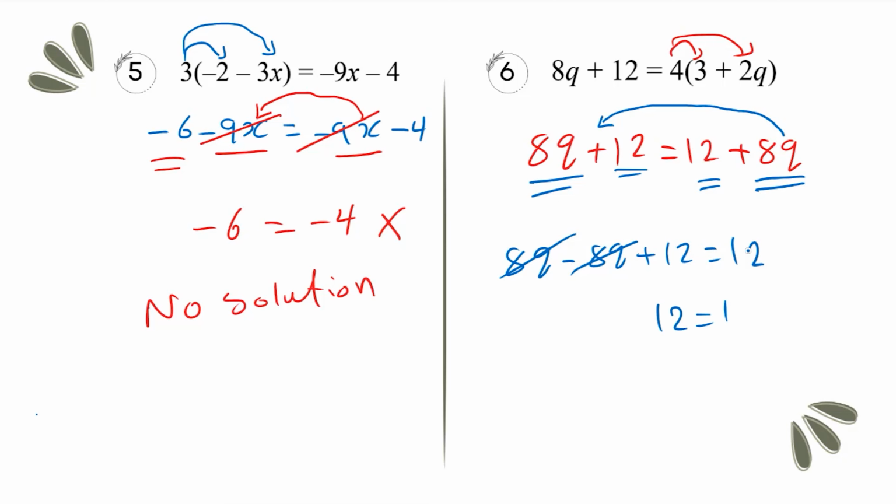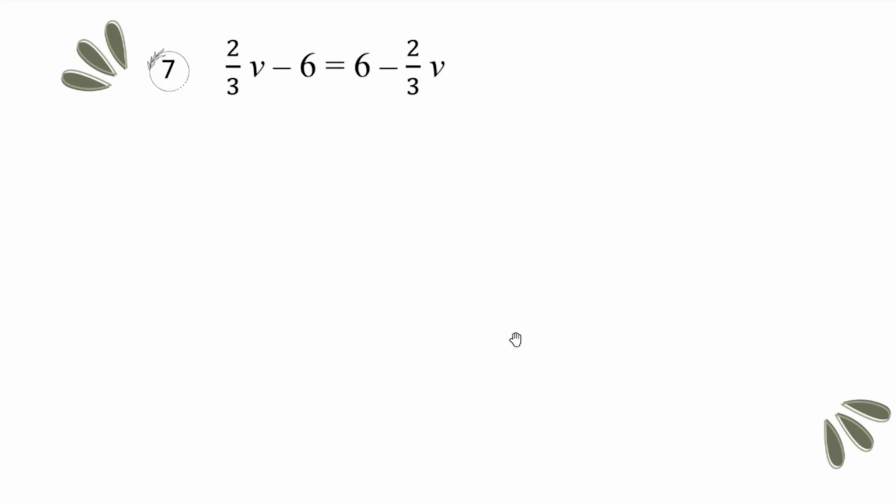This is something correct. If you get something correct like 12 equals 12, 7 equals 7, 8 equals 8, 0 equals 0, this means all numbers can be a solution for this equation. In this case, we can say the solution will be all real numbers. More questions? Okay, in this question we have fractions, which is something different.